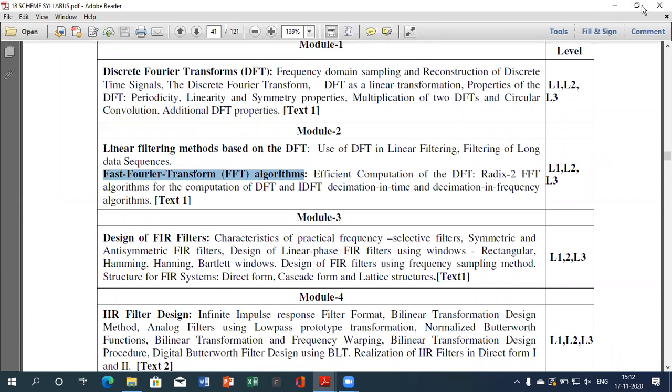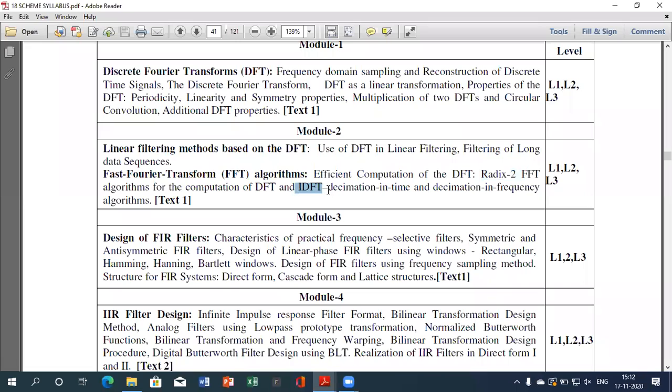In this efficient computation of DFT, we are going to discuss radix 2 FFT algorithms for the computation of DFT and IDFT. Means using DFT we are converting time to frequency, using IDFT we are converting frequency to time, but only using two algorithms.